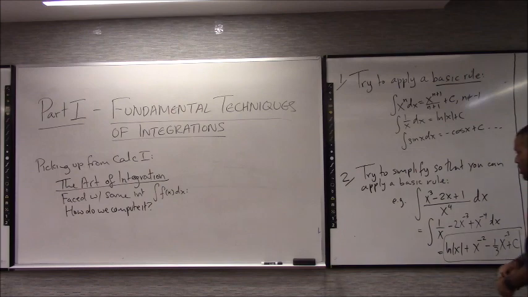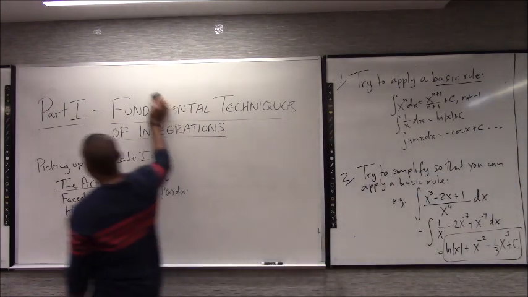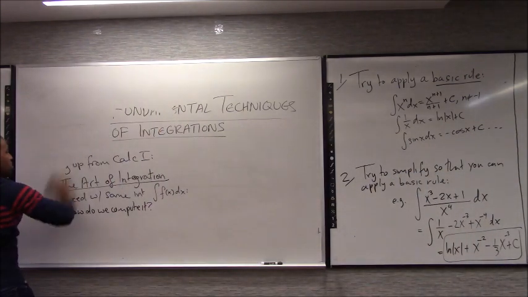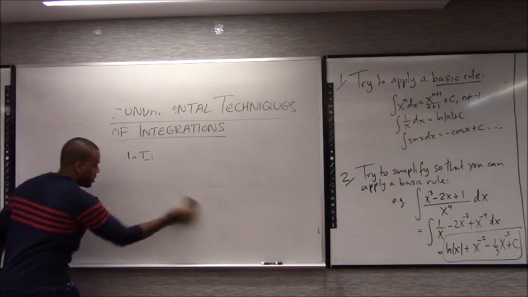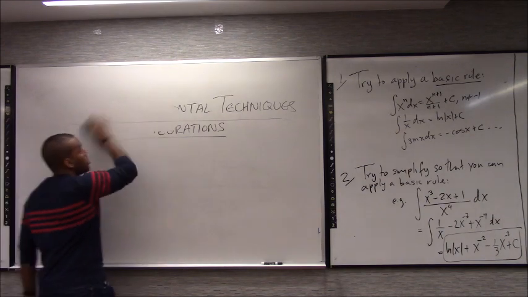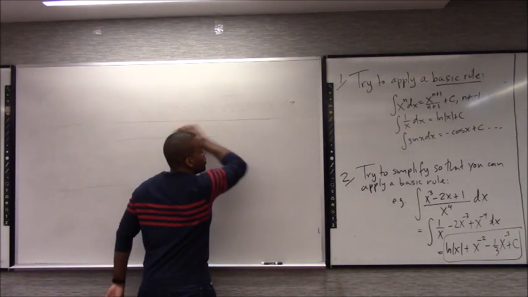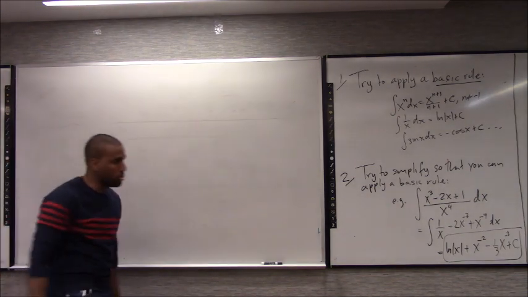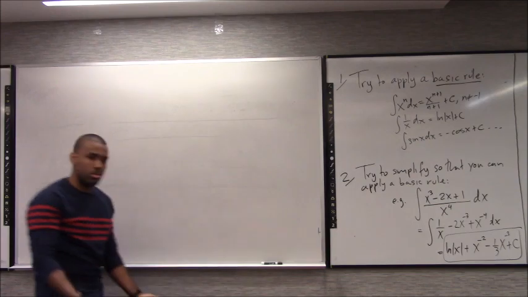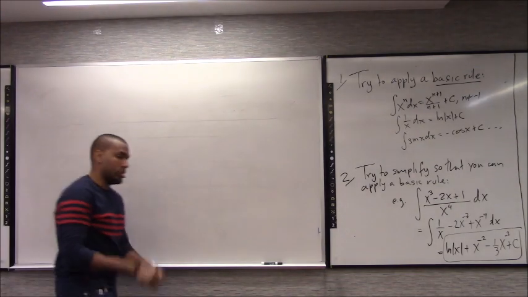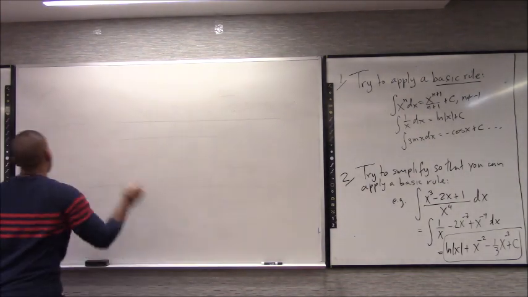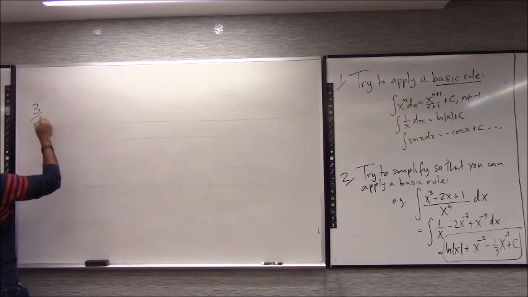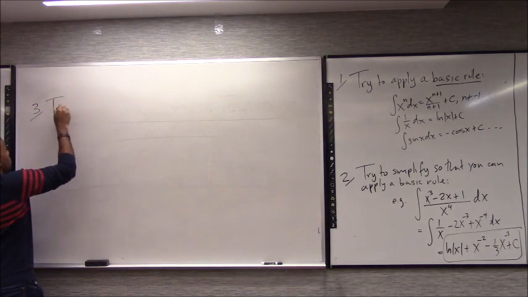So those are the first two things you would have thought of in Calc 1, and it's no different here. These are always the first two things you try to think about when you're faced with a random integral. Does a basic rule apply? No. Can I simplify it to use a basic rule? If yes, it's good. If no, the third thing you're going to apply is to try substitution.